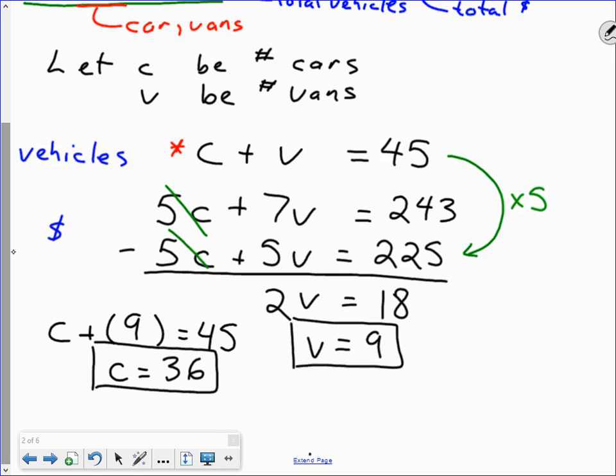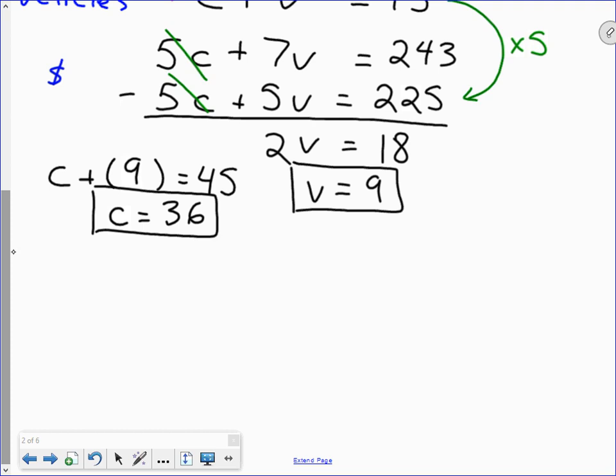Okay. And because this is a word problem, we want to end with a statement that says we know what c and v represent. So we can say, therefore, they washed 9 vans and 36 cars.